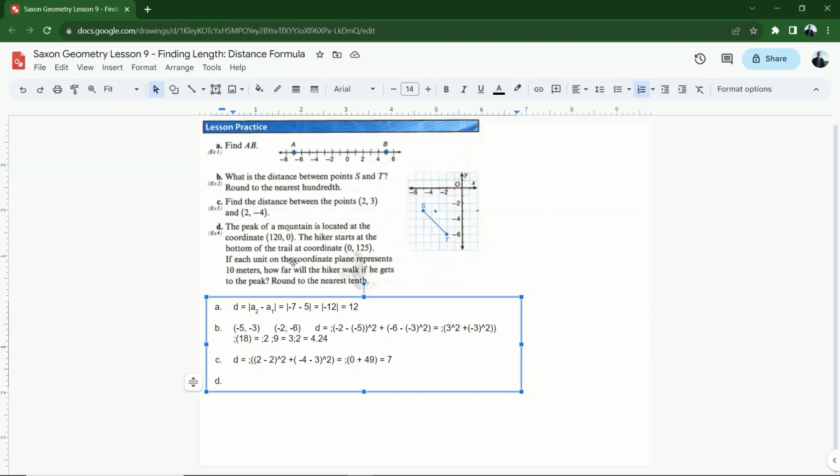All right, so what we're going to do is take d equal to the square root, just like before, of x2 minus x1, so 0 minus 120, and we have to take that quantity and square it, plus y2 minus y1, which is 125 minus 0, squared, and then I'm going to take the square root of that sum of squares.